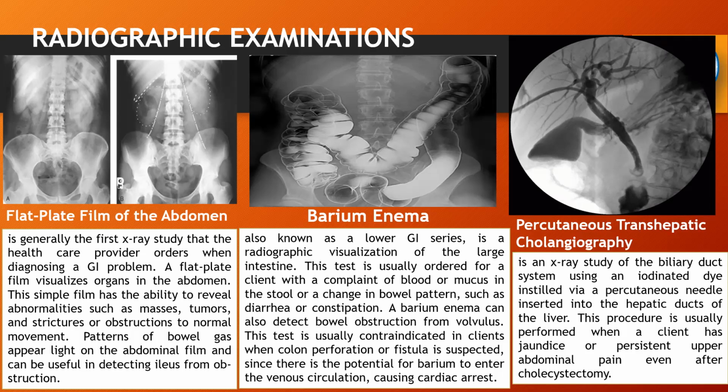Next, a barium enema examination, also known as a lower gastrointestinal series, is a radiographic visualization of the large intestine. This test is usually ordered for a client with a complaint of blood or mucus in the stool or a change in bowel patterns, such as diarrhea or constipation. A barium enema can also detect bowel obstruction or volvulus. This test is usually contraindicated in clients when colon perforation or fistula is suspected.